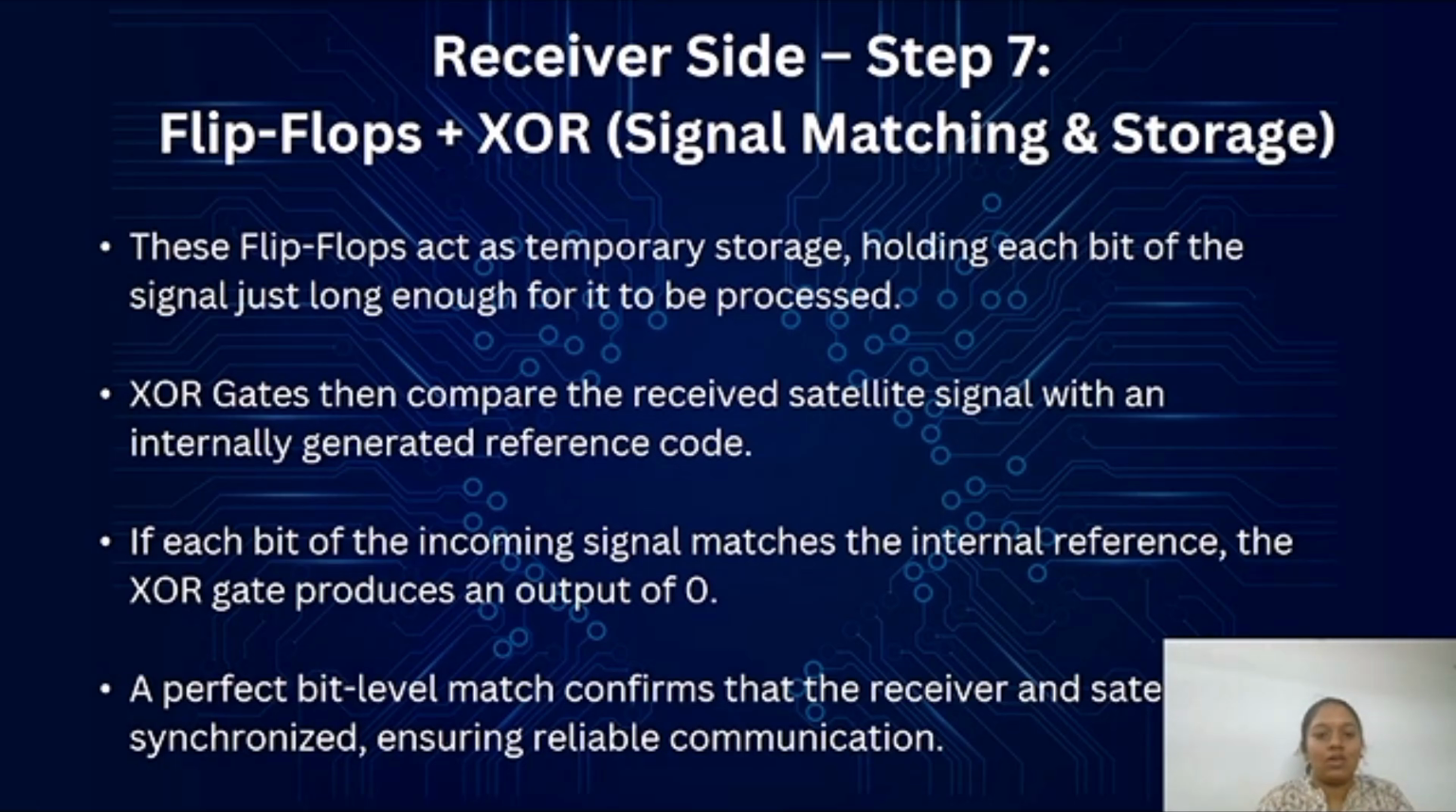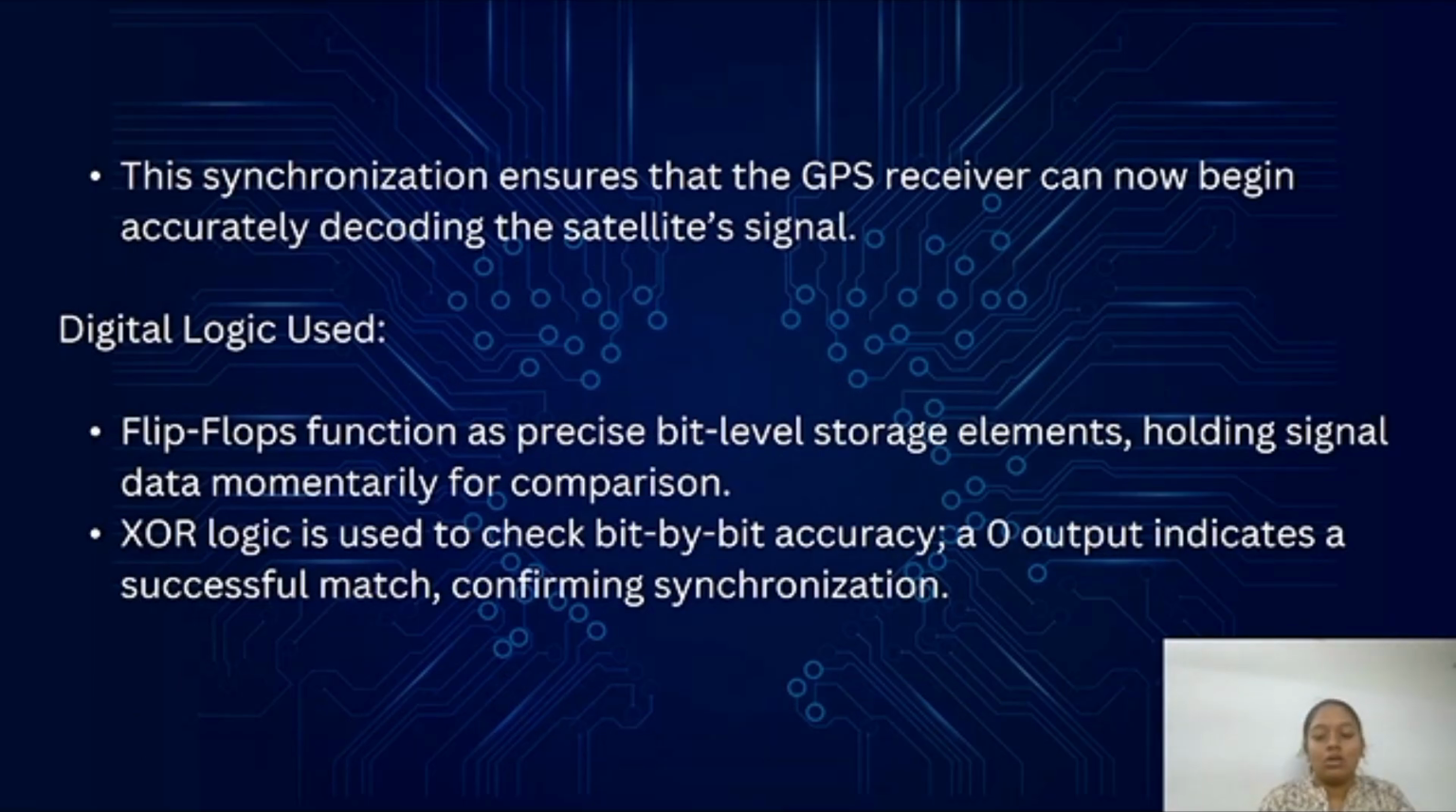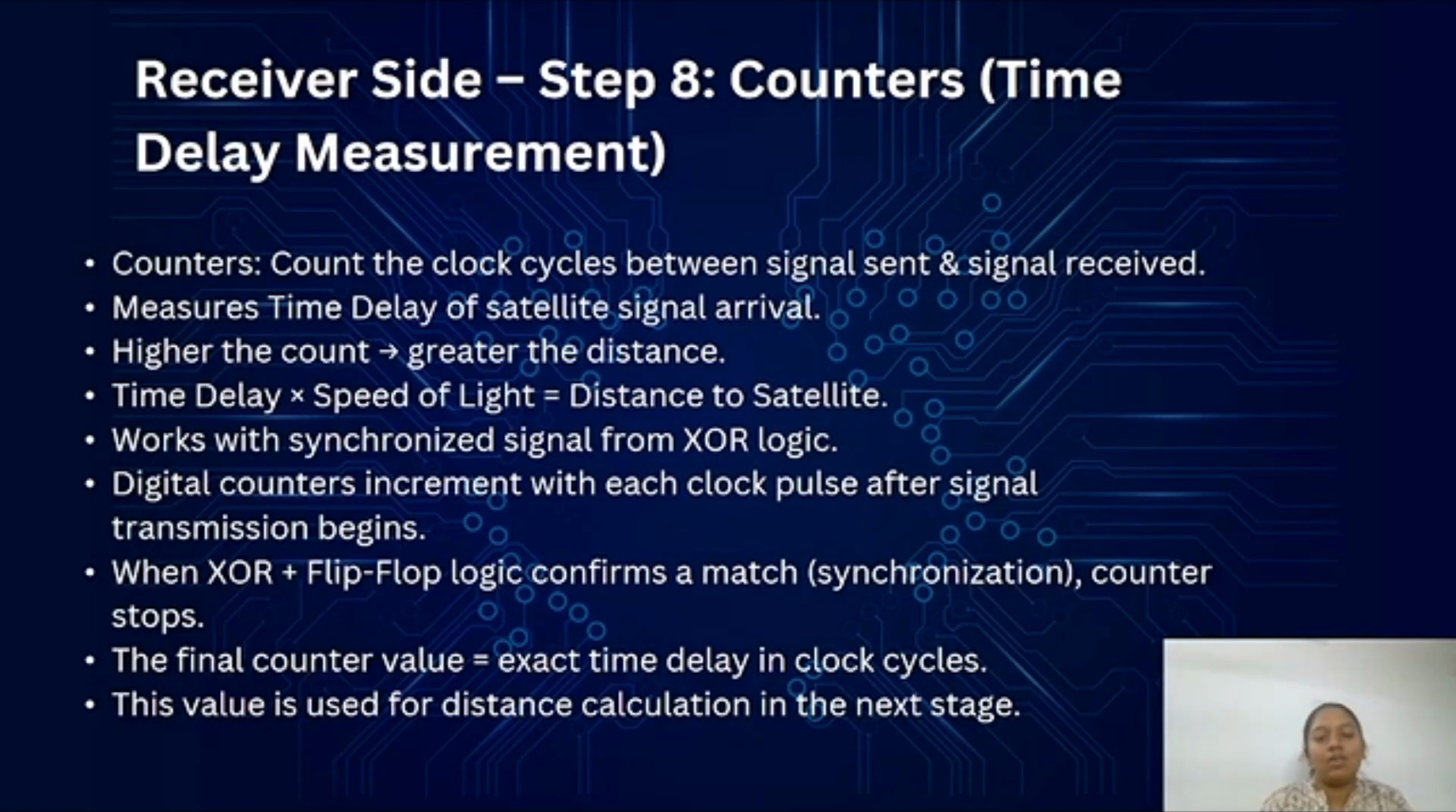This process is extremely critical for the GPS system because without synchronization, the receiver cannot calculate the exact location. Here, the flip-flop holds the signal and the XOR gate compares it. This makes signal decoding possible. So now next is the receiver side. Step 8 is the counter, time delay measurement.